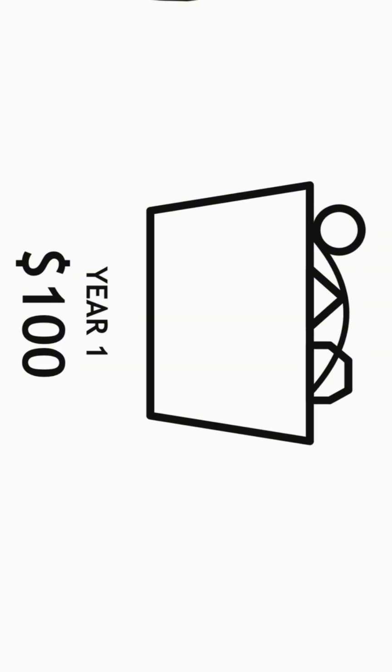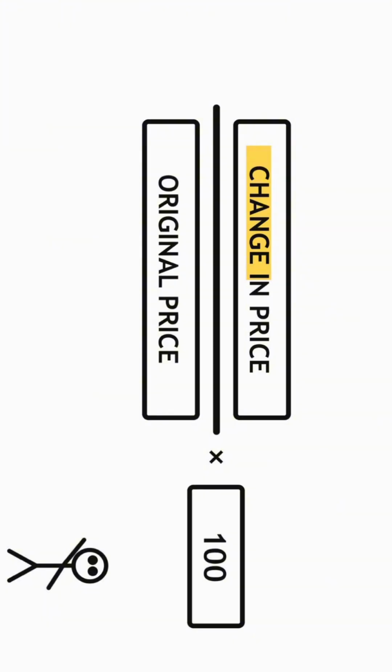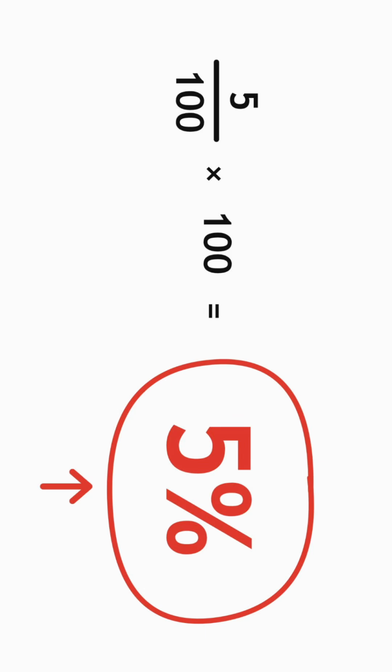Imagine that a basket of everyday products costs $100 one year, and then the following year it costs $105. So the price increased by $5. To calculate the percent increase, we can use this formula. Percent change equals the change in price divided by the original price, multiplied by 100. In this example, 5 divided by 100 multiplied by 100 equals a 5% increase. So that means that the price of our basket increased by 5%.